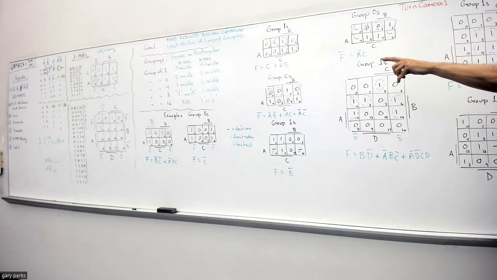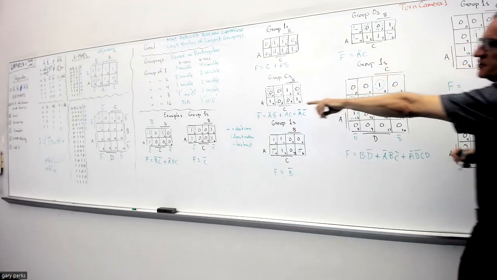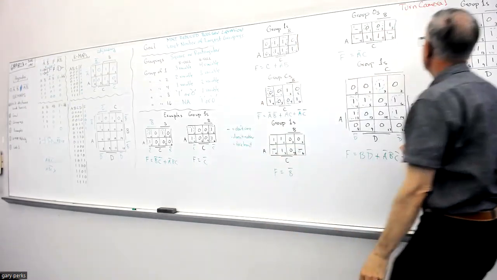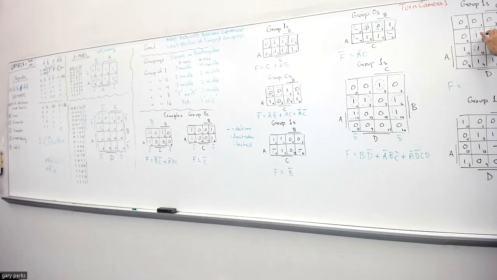A 4 grouping for 16 cells gives you 2 variables. So what 2 variables are the same for this grouping here? B and D, right? Same row B, same column D.